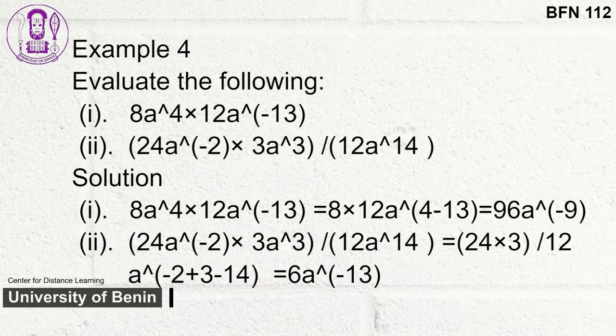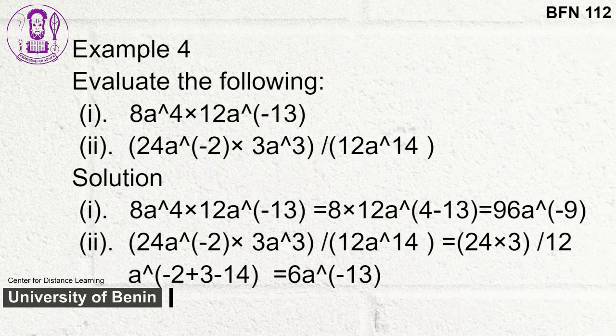Example 4. Evaluate the following. 8a to the power of 4 times 12a to the power of minus 13. 24a to the power of minus 2 times 3a cubed all over 12a to the power of 14. Solution. 8a to the power of 4 times 12a to the power of minus 13 equals 8 times 12 a to the power of 4 minus 13 equals 96a to the power of minus 9.